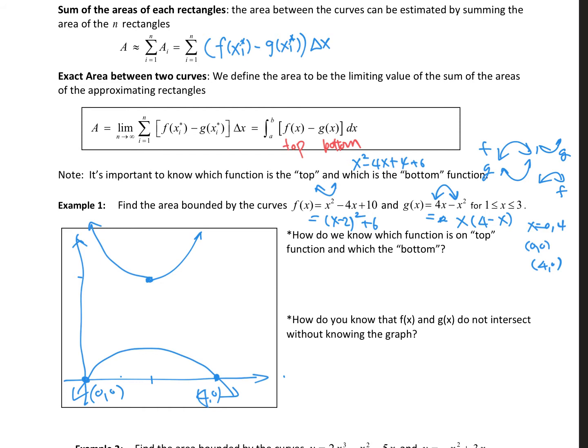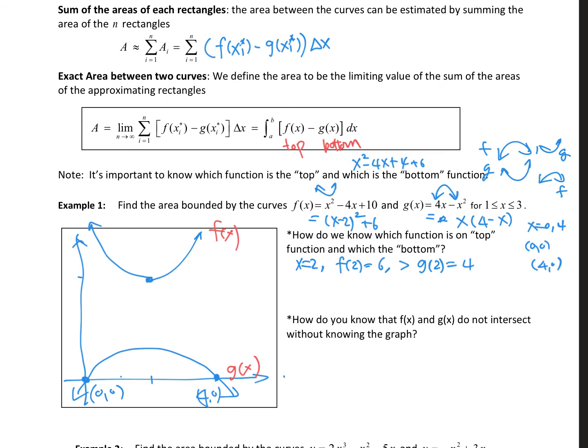Just to check, let's plug in some sample points. When x is equal to 2, f of 2 is, plugging in 2, 6 as the answer. g of 2 is, plugging in 2 here, 4 times 2 is 8 minus 4, so I get 4. So f is bigger than g, and I know the f function is always bigger than g of x. So in this type of question, it's really important to know the graph so that I know which is the top and which is the bottom, right?